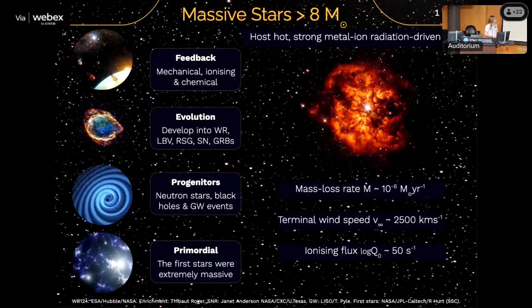I'm also interested in these stars from this feedback perspective, right? Because they have really strong stellar winds. So I'm showing you some of the key parameters here that you're interested in if you're characterizing stellar winds, basically mass loss rates and wind speeds to get the momentum and the energy input, and also their ionizing flux. So these things are massive, but they're also very hot.